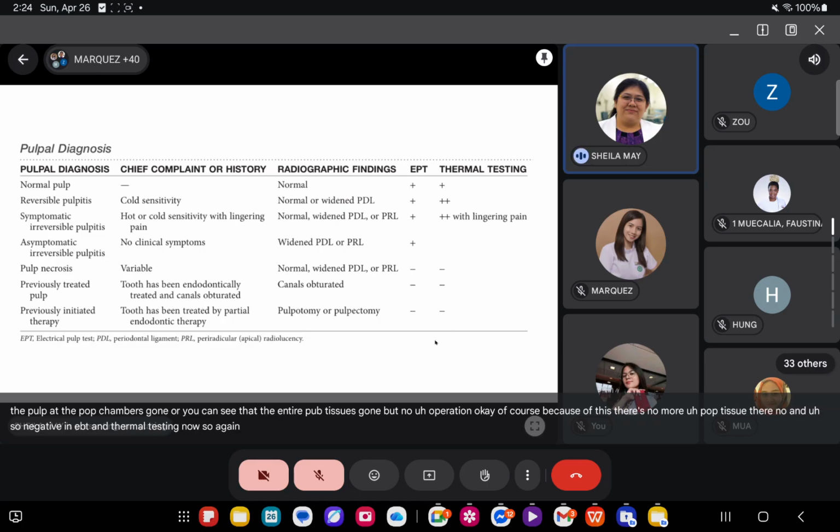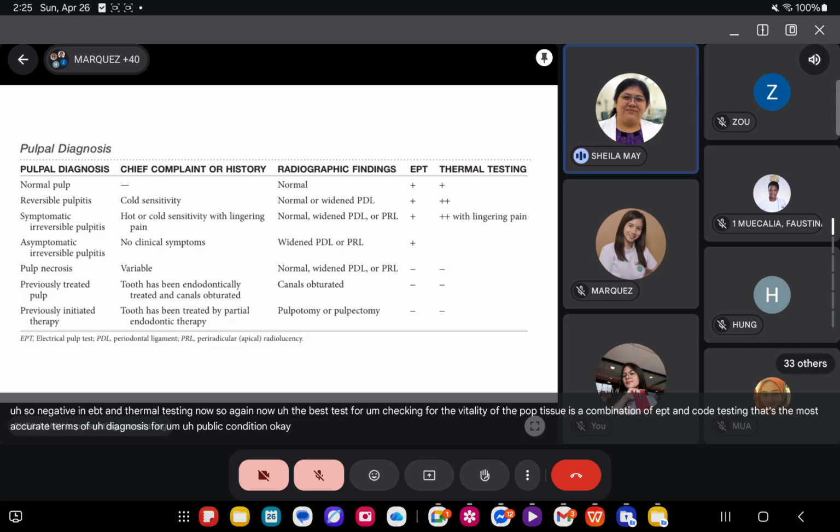So again, the best test for checking for the vitality of the pulp tissue is a combination of EPT and cold testing. That's the most accurate in terms of diagnosis for pulpal condition.